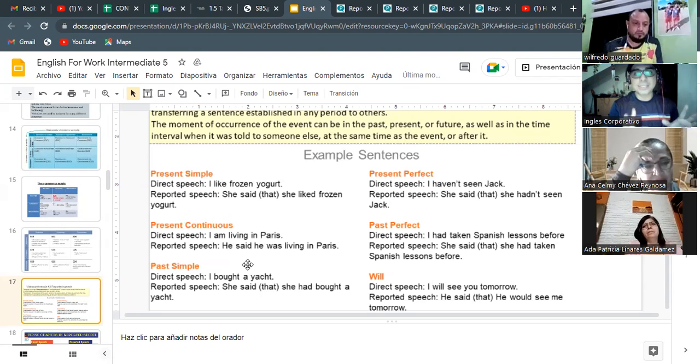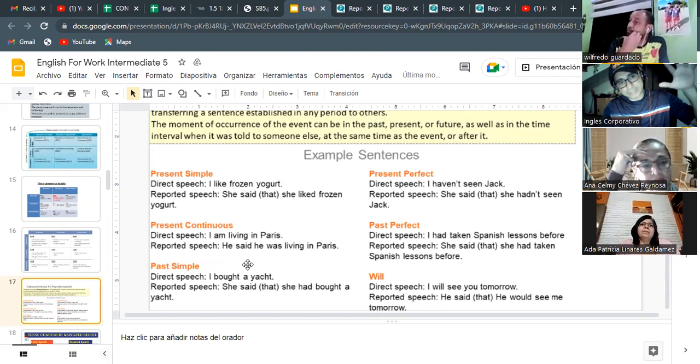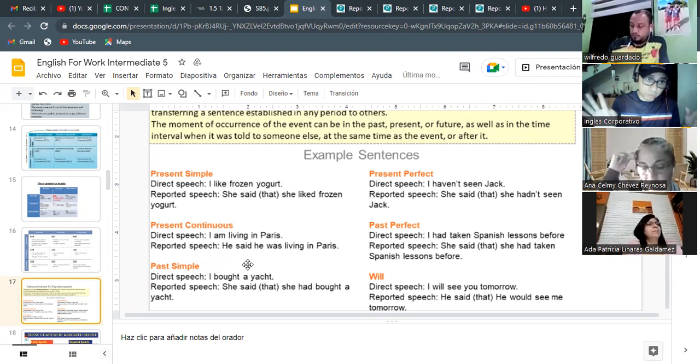So that's why, as Anselmi says, at this point it's very important that you understand the tenses, the structure, that you see a verb and you say, oh, that is simple past, so then I'm going to transform it into this. But if you don't know when is simple present, when is present continuous, then we have a problem, right? Because the first thing that you need to do is to identify the direct speech tense.